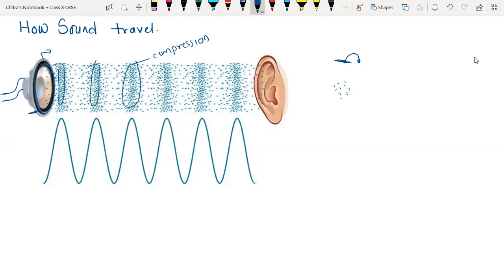And when the particles move apart from each other in order to transfer the vibration to the neighboring particle, that is the rarer region, as you can see over here. I will write the two names on the board, compression and rarefaction. This is the compression region and this is the rarefaction region.